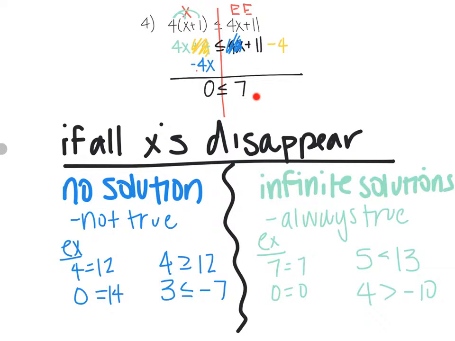So going back to our problem number 4, 0 is less than or equal to 7. Well, the question is, is this true? Is 0 less than or equal to 7? Yes, it is. So that means that this particular problem has infinite solutions. The answer to number 4 would be infinite solutions, because 0 really is less than or equal to 7.